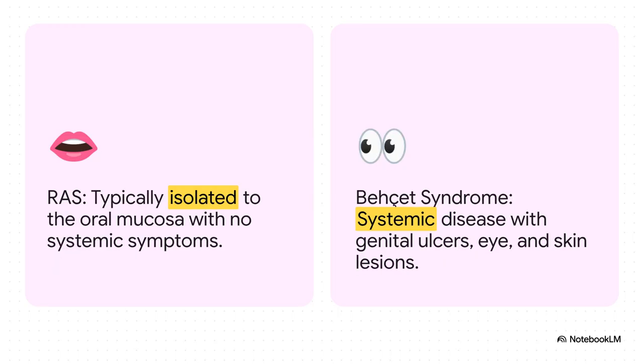Next, you have to have Behçet syndrome on your radar. This is a systemic vasculitis, and the absolute key is to look for signs outside the mouth. So if your patient also mentions they get recurrent genital ulcers, or they have eye inflammation or specific skin lesions, your suspicion for Behçet should go way, way up. This is a huge diagnosis you do not want to miss.